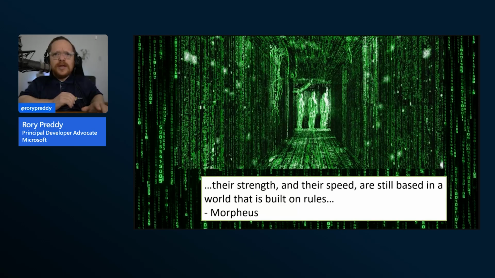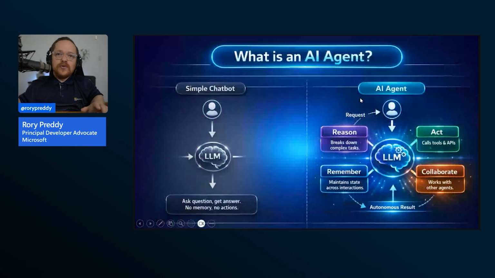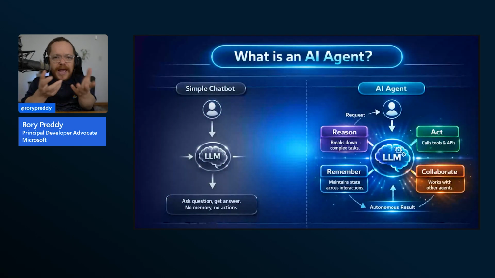"Their strength and their speed are still based on a world that is built on rules." So what are these rules there? And I said to myself, wait a second, instead of rules, maybe they react. And via the patterns that I'm going to show you today and the reaction of those agents, then I could build the game. So what is an agent?